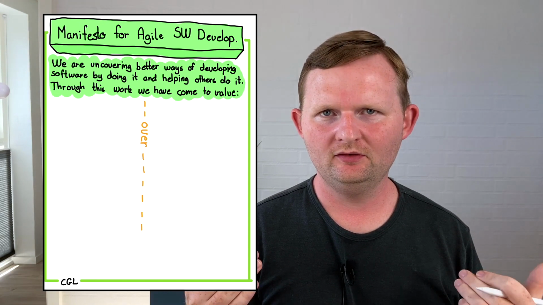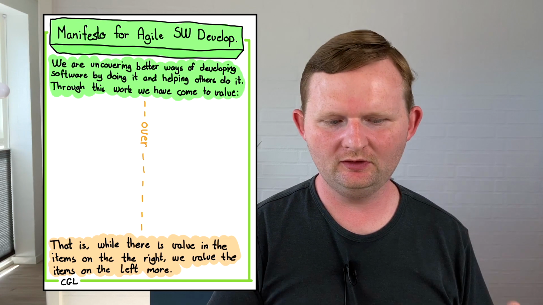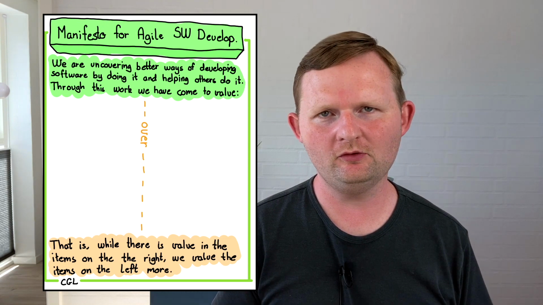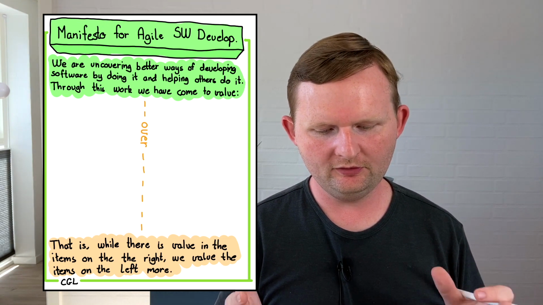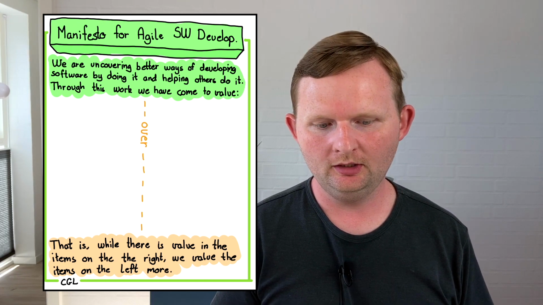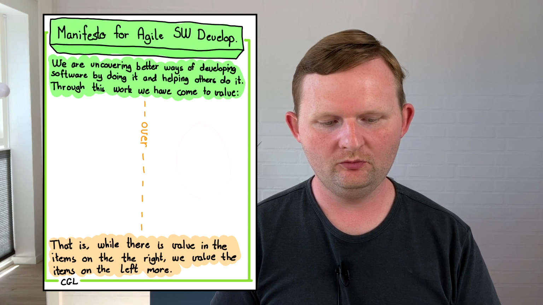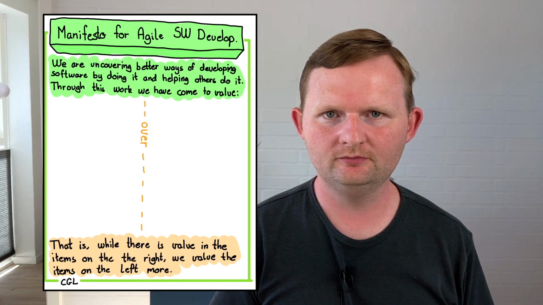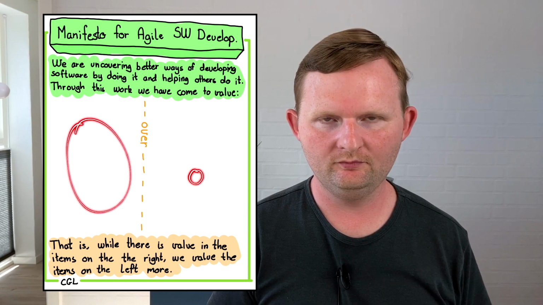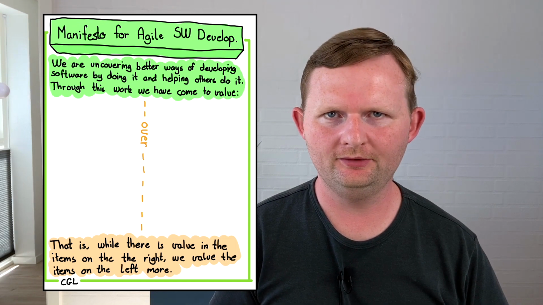And the practice they have come to value, we'll get to that in a second, because what people sometimes tend to forget is this part. And this part is super, super important. Let me read it out loud. That is, while there is value in the items on the right, we value the items on the left more. Meaning, there is value in this side, but we just think that there is more value over here. We are not saying that there is no value in this side and all the value over here. But if we have to choose, we'll focus on this and then do this when the time is right.